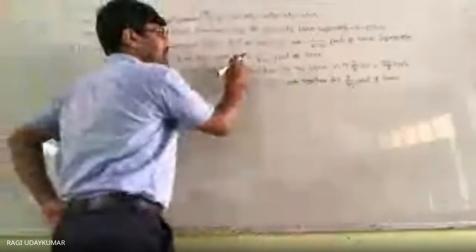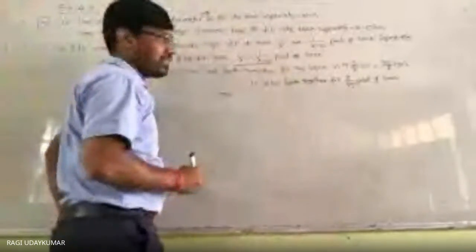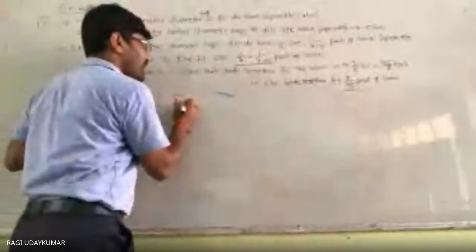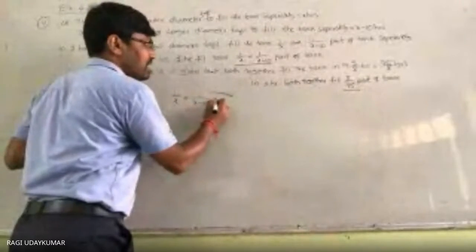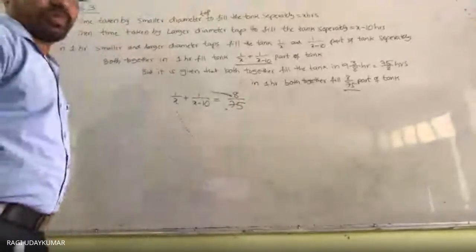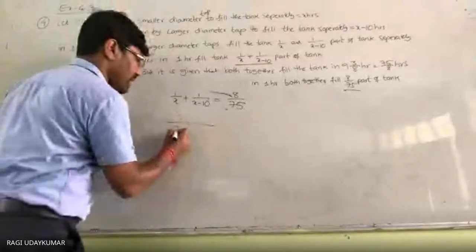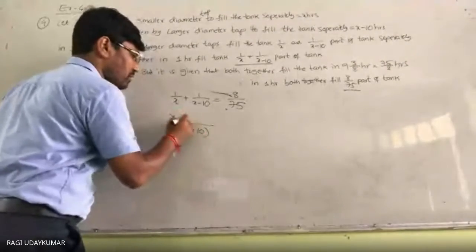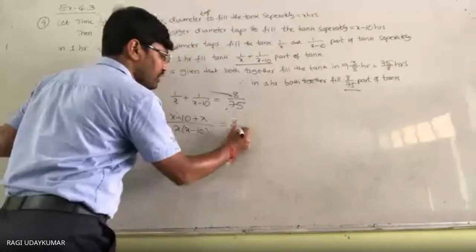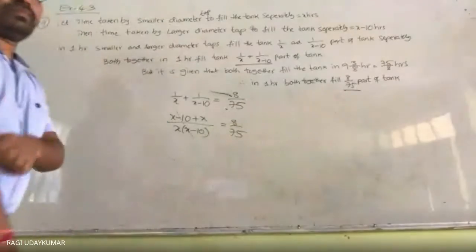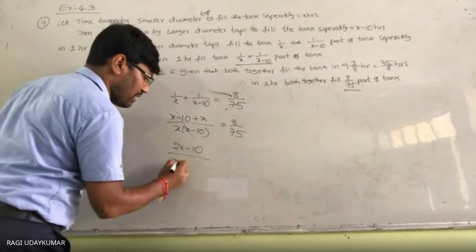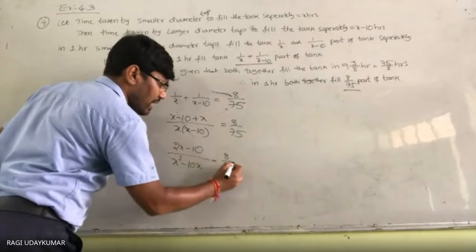So what do you get here from this? This is as per our consideration, and this is as per the given question. So what you get here: 1 by X plus 1 by X minus 10 is equal to 8 by 75. So what do you get here on simplification? X into, sorry, X minus 10 plus X is equal to 8 by 75. So there is 2X minus 10 in the numerator; we'll get 2X minus 10 by X square minus 10X is equal to 8 by 75.